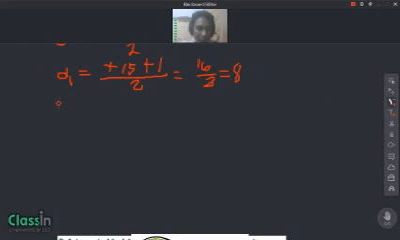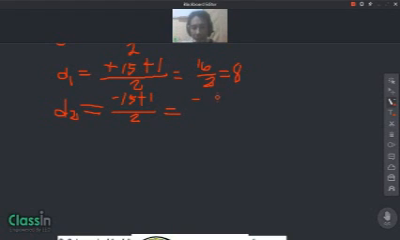Next, our d sub 2 is negative 15 plus 1, divided by 2. Negative 15 plus 1 is negative 14, divided by 2, negative 14 divided by 2 equals negative 7. So the solutions of our quadratic equation are 8 and negative 7. So we have two values of d.